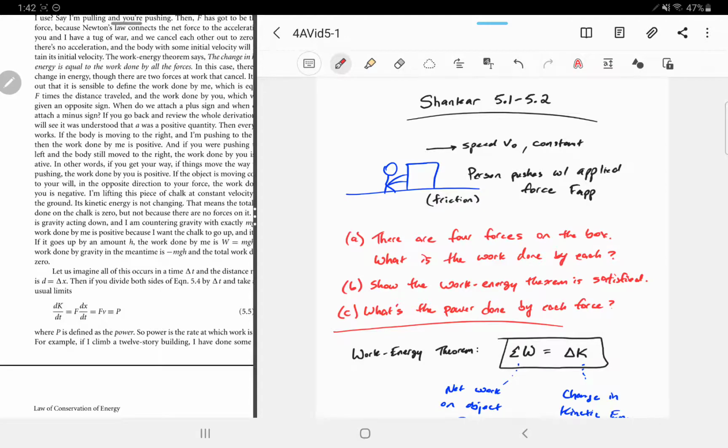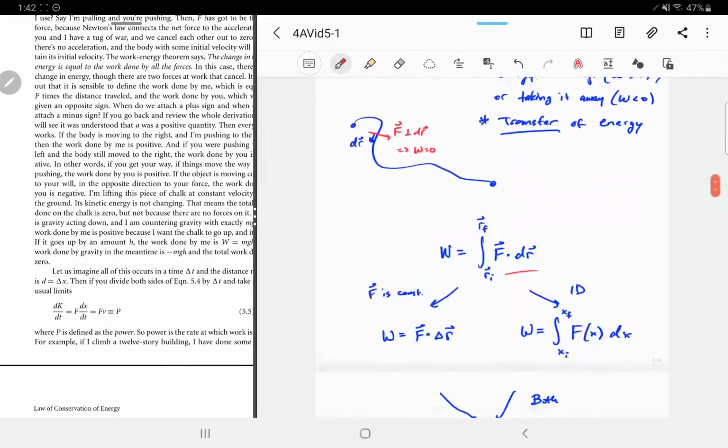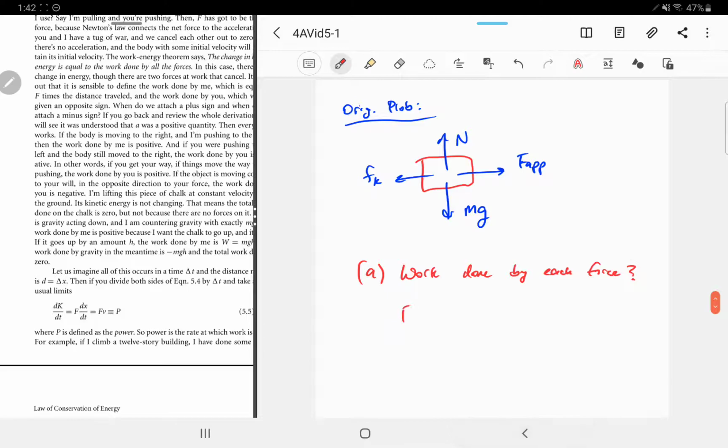Well, for example, the applied force, F applied, is to the right, and it looks like the person is pushing, so the box is moving to the right. So the person's applied force is doing positive work on the box. So for F applied, this is positive work. But the amount of work depends on how far the box slides. So the work done by the applied force on the box is equal to F applied times the distance that it travels.